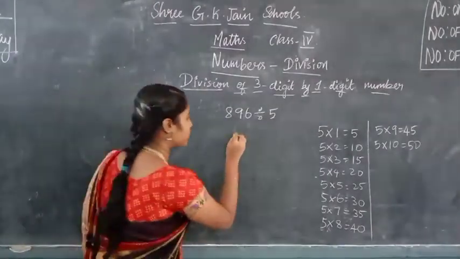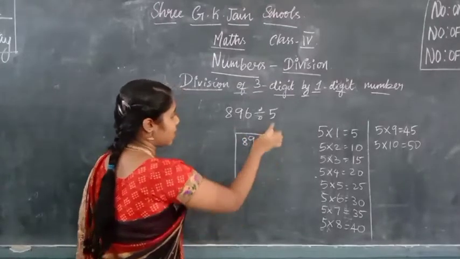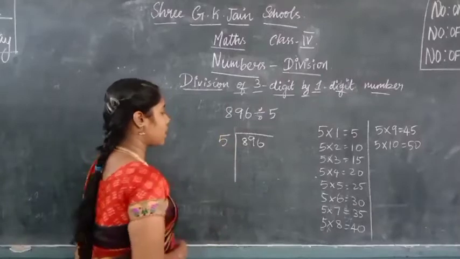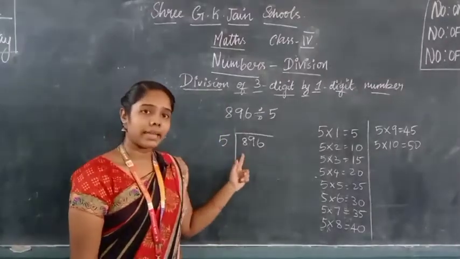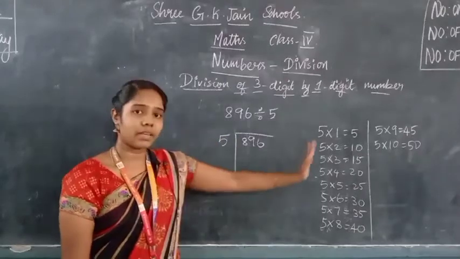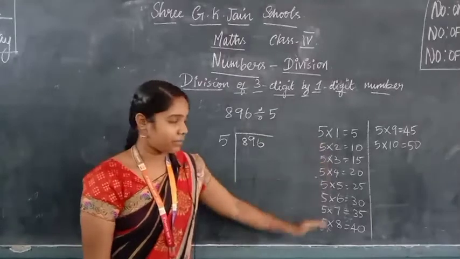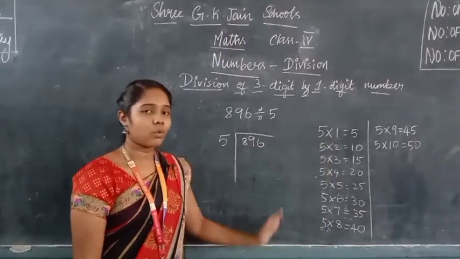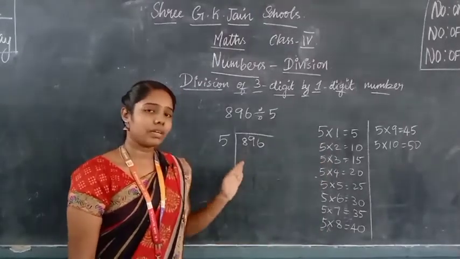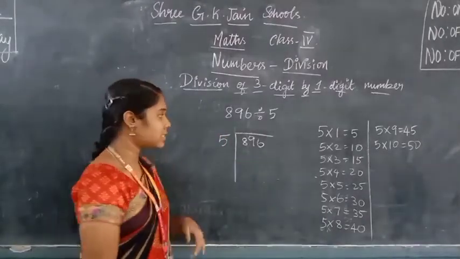Okay, so first put it like this and write the dividend inside and the divisor outside. We are going to divide 896 by 5. For convenience I have already written the 5 tables. You have to write it and keep it. If you want you can write it, or if you know the tables very well, you can directly write it here. Okay, students? Yes.